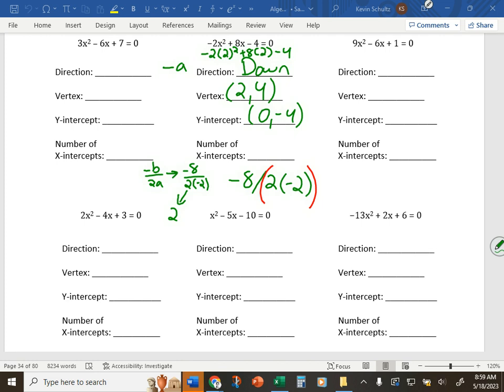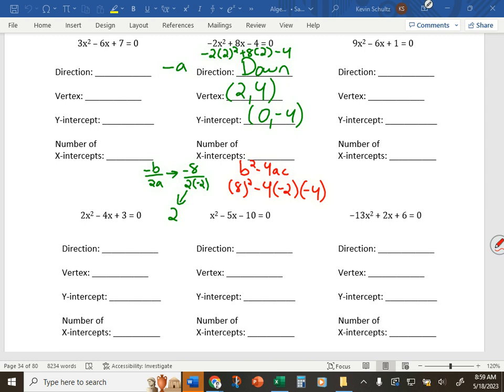And then the number of x-intercepts. This is the new part. This is that discriminant, b squared minus 4ac. Our b value is positive 8. So 8 squared minus 4 times an a value of negative 2 times a c value of negative 4. Lots of negativity here, but sometimes it just works out that way. If you put it in your calculator exactly the way that you see it here, it will do exactly what you want it to, and you'll get the correct answer.